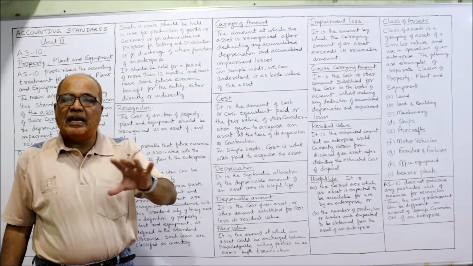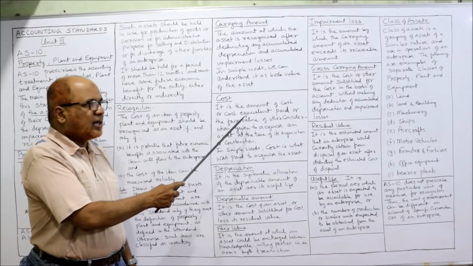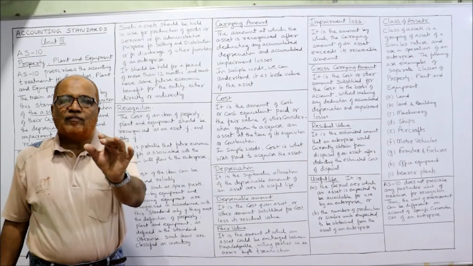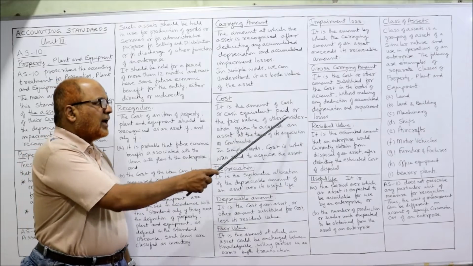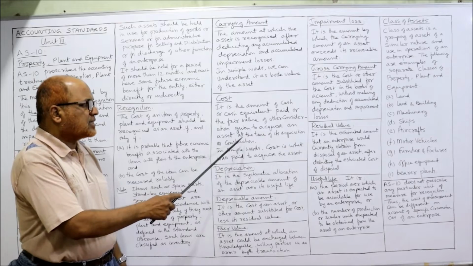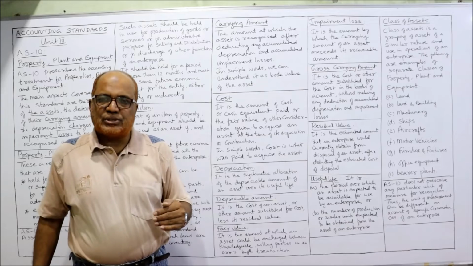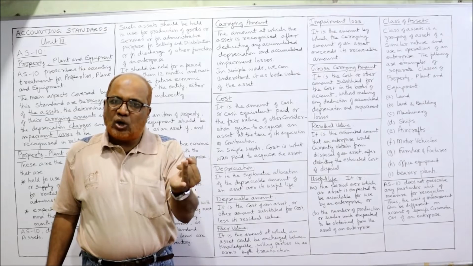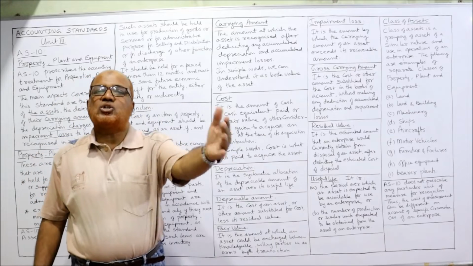You should not write in lengthy words or your own words. That means it is the amount of cash or cash equivalent paid. Remember, focus on the wording. It is the amount of cash or cash equivalent paid or the fair value of other consideration given to acquire an asset at the time of its acquisition or construction. At the time of purchase, at the time of acquisition, what is the cash paid or cash equivalent paid or any other fair value of other consideration given?